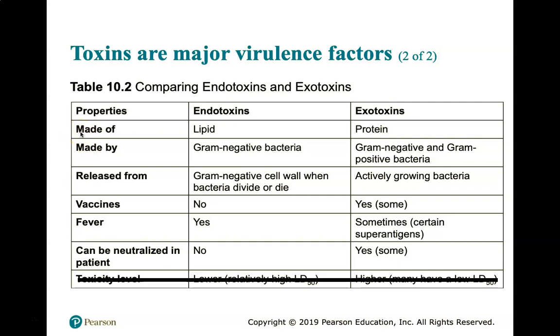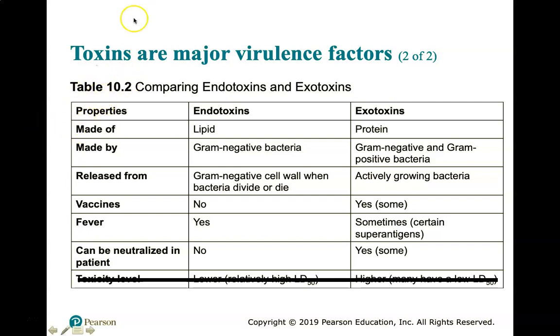Endotoxins are made by gram-negative bacteria because they have an LPS, which you should remember is the lipopolysaccharide layer, right? Where exotoxins are produced by both gram-negative and gram-positive. So when it comes to exotoxins, there's a bigger range of organisms that can create them. We'll get to that later.